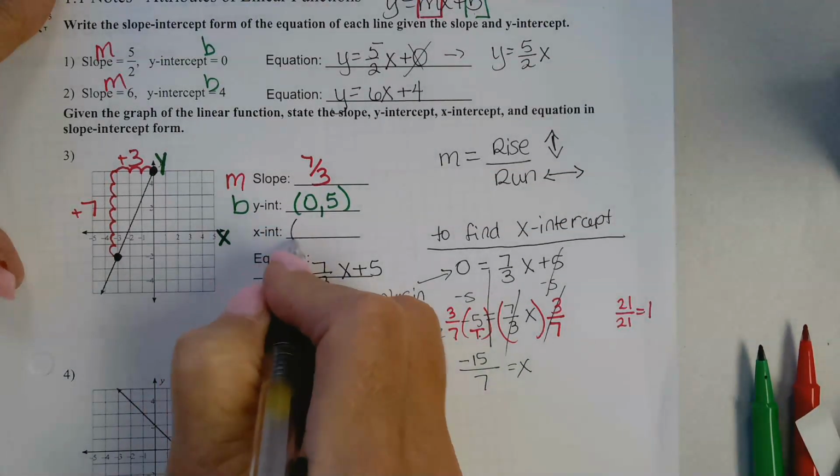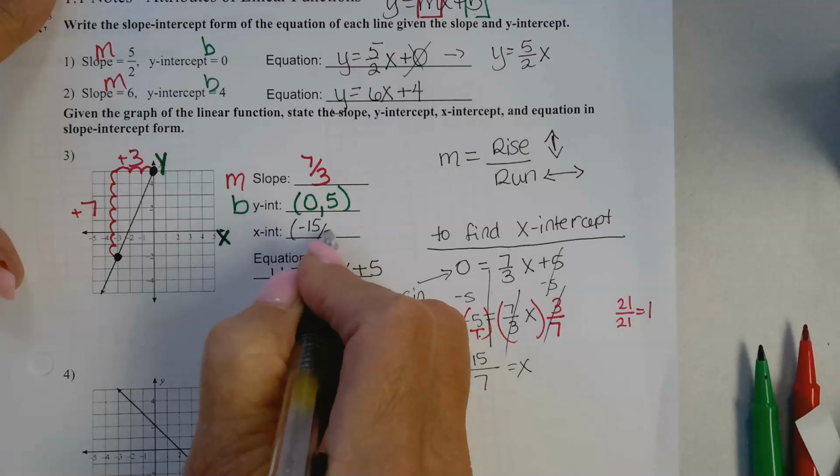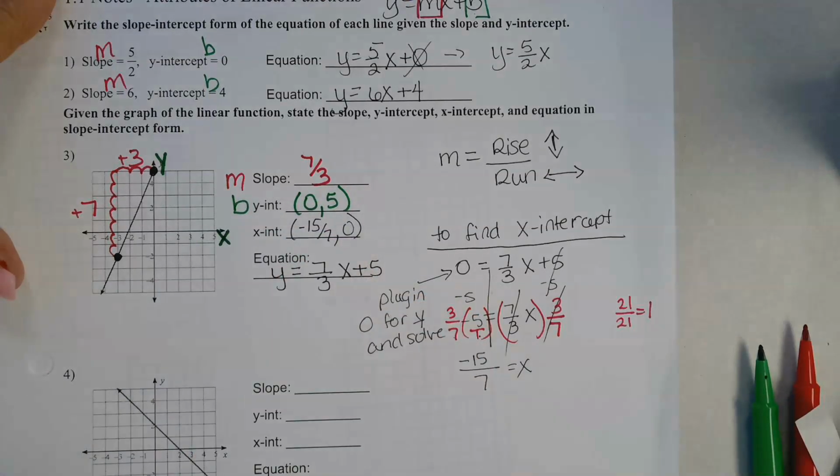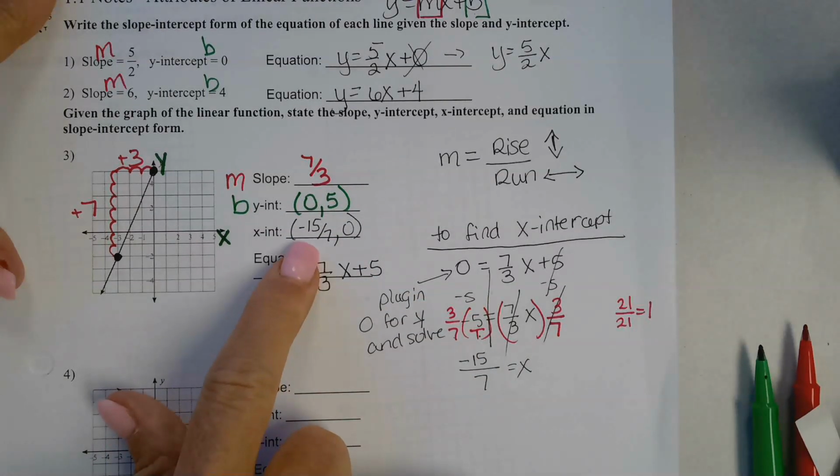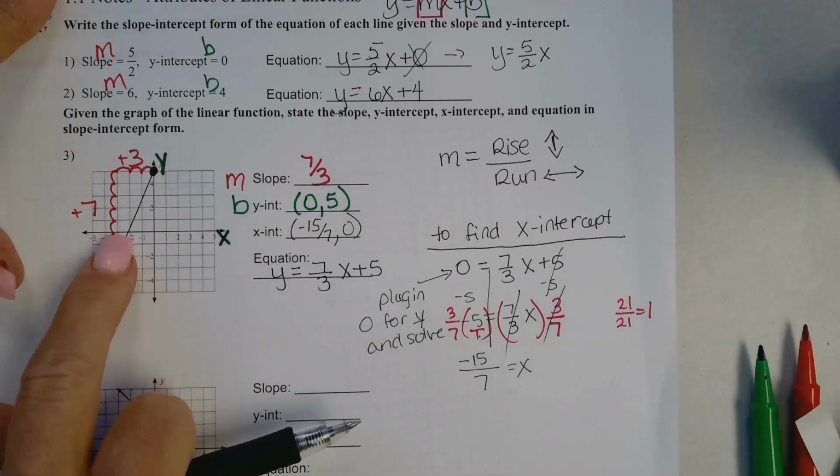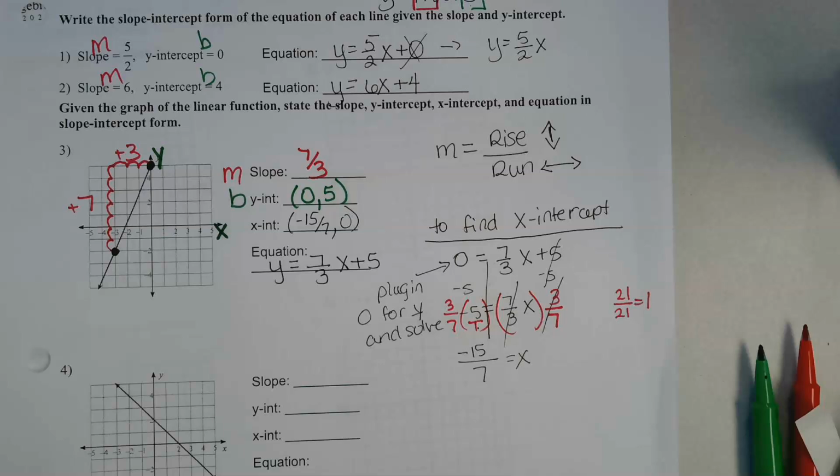So we actually cross at -15/7, 0, which is about -2 point something, just over 2.1, and that's about where we are right there. So you can kind of verify it that way as well.